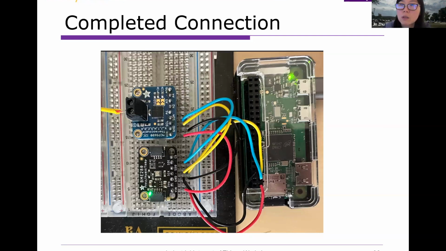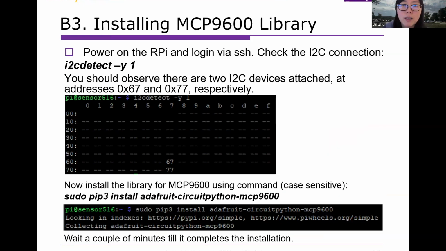Both boards connect through the I2C interfaces. Once you do that, you should be able to see them using the I2C detector. Now you have two devices connected to your I2C bus. One is on address 66, that's for my MCP9600 for the thermocouple, and 77 is for the BME280.